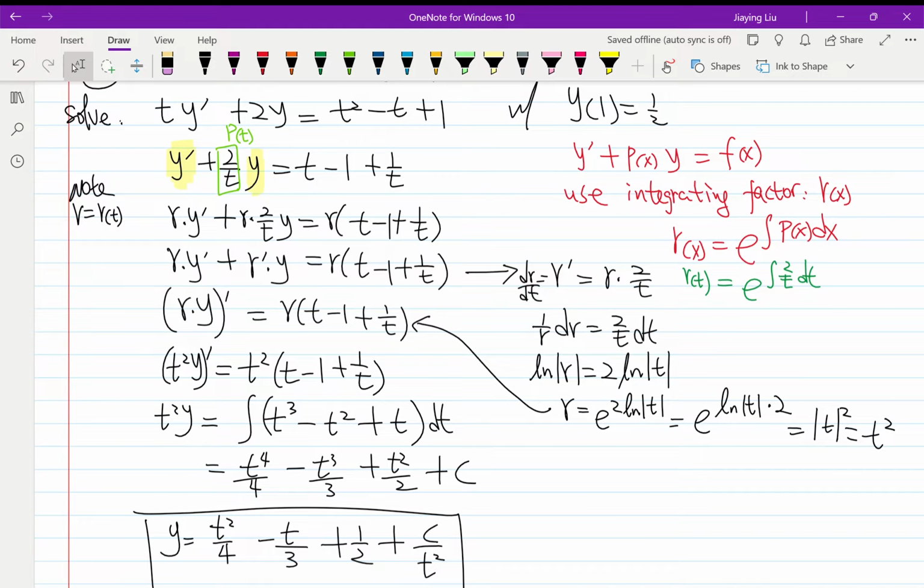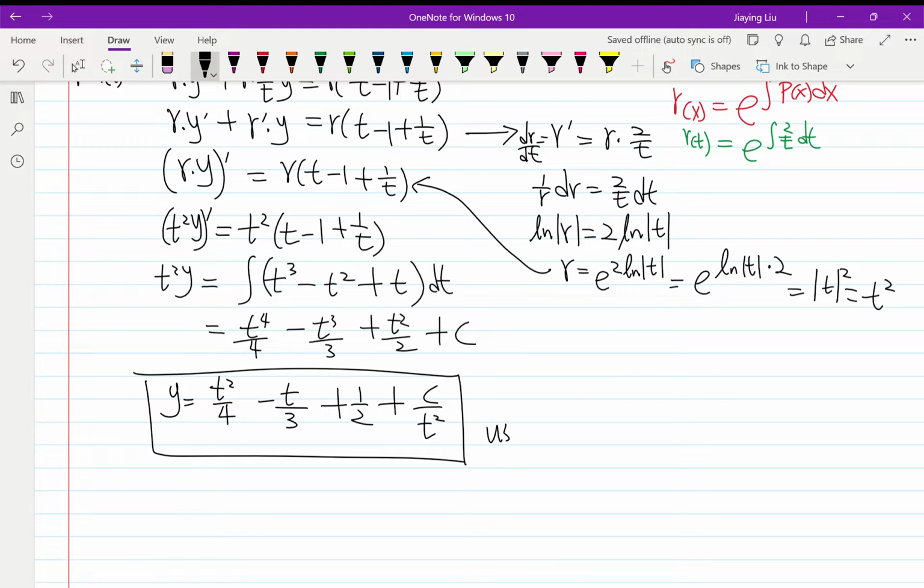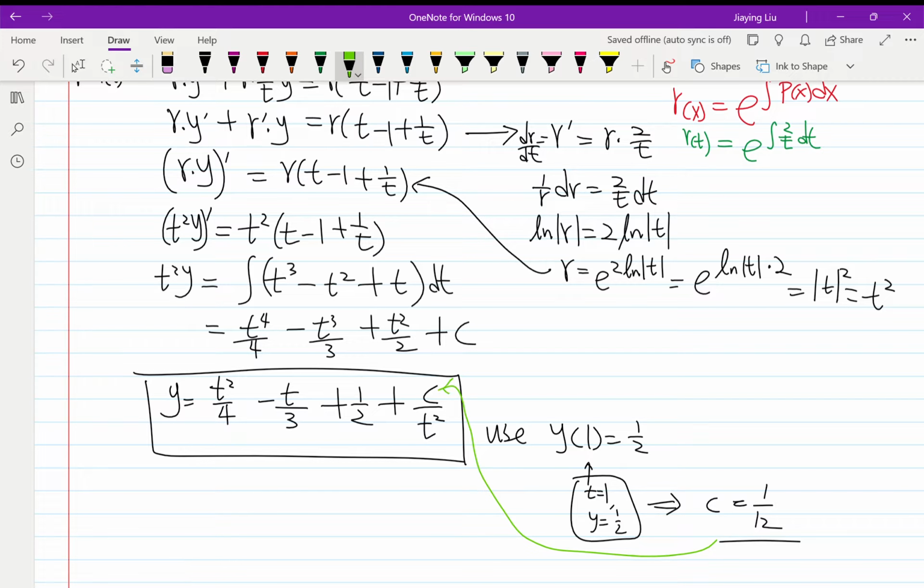And then remember that we have an initial condition for this, y of 1 equals half. If we want to find the c, we're just going to use that initial condition. And this means t equals 1, y equals half. You plug this initial condition into this equation. That should give us c equals 1 over 12. I'm not going to do that work. Don't forget to put the c back in there at the end. Any questions on that?